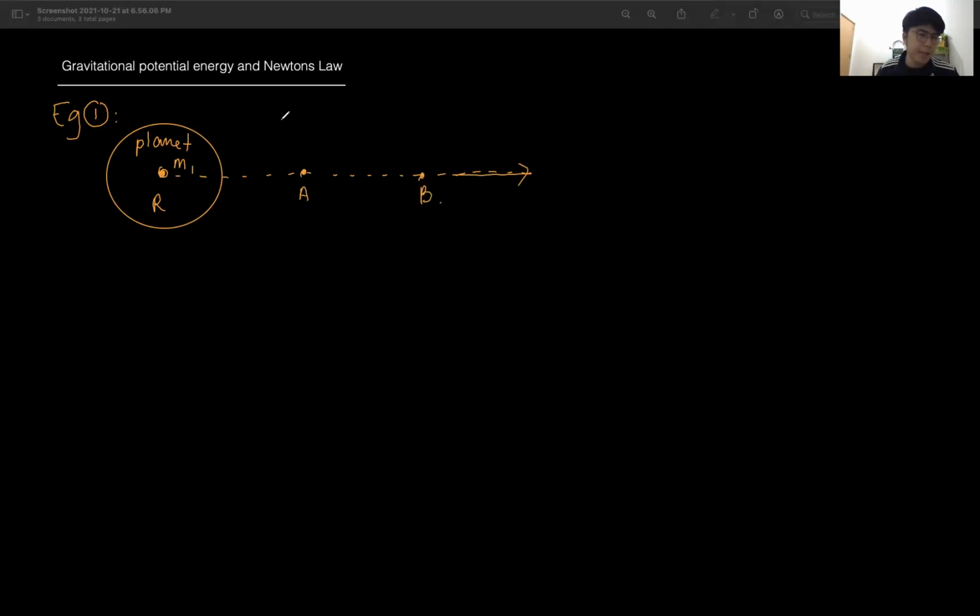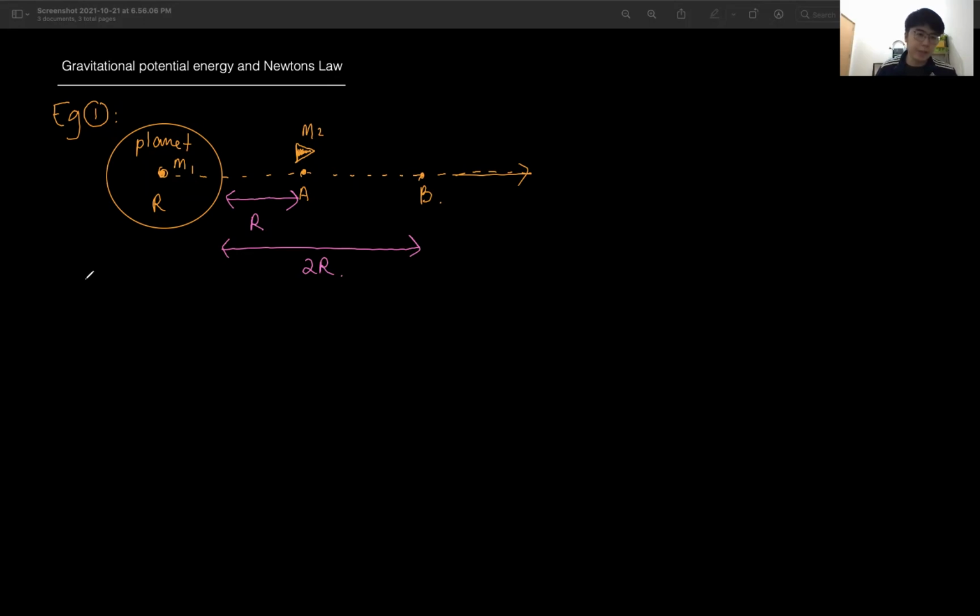Suppose that there is a spacecraft traveling. Initially it is at point A. Our spacecraft is at A, having a mass m2. The distance from the surface is r, and the distance of point B from the surface of the planet is 2r.